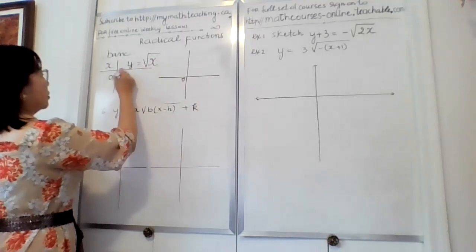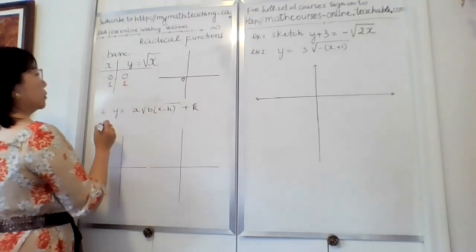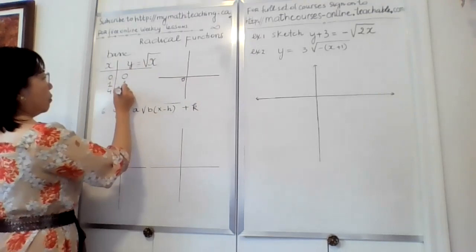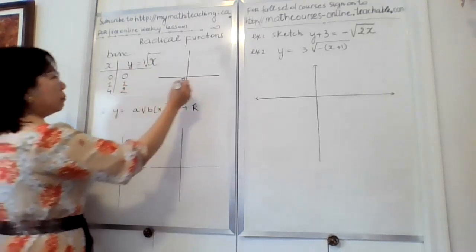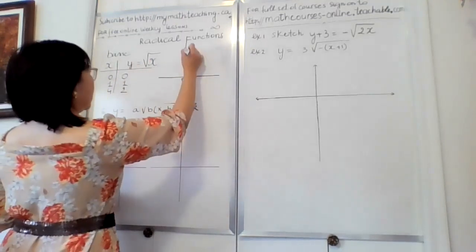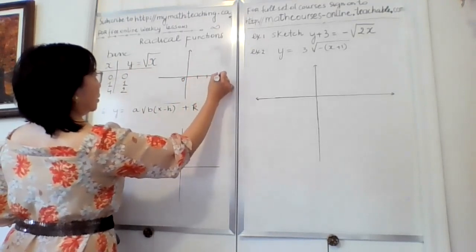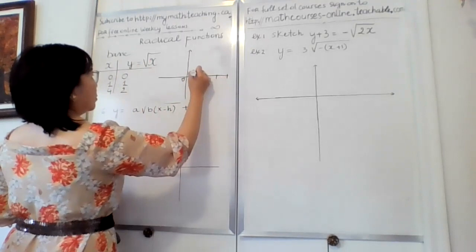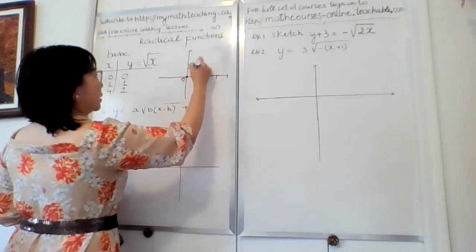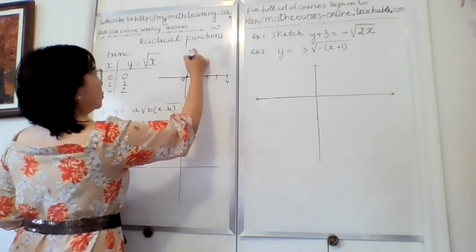So y will be 0 because the square root of 0 is 0. If x is 1, y is still 1. Let's say if x is 4, y will be the square root of 4, which is 2. So based on this, we'll be able to get the basic radical function very easily. So let's say this is 1, 2, 3, 4. If x is 0, y is 0. Stop right there. And if x is 1, y is 1. If x is 4 here, y will be 2.